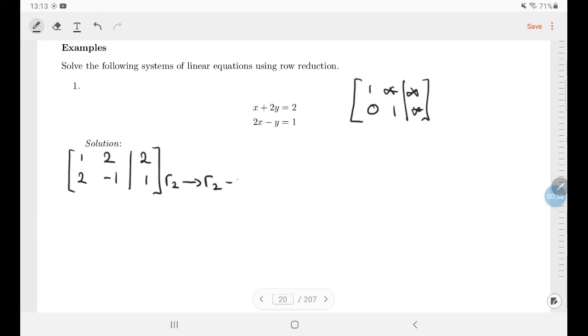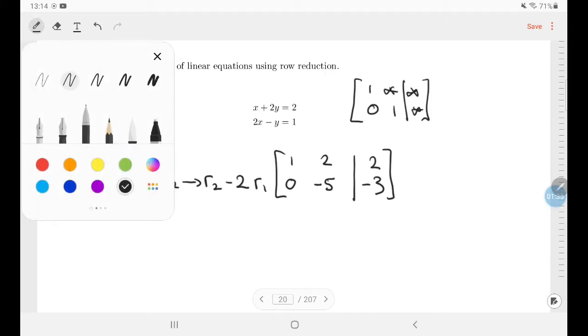Now you can't just take away 2 to make a 0 because that's not a row operation, but you can use the pivot in row 1 and you can do row 2 minus twice row 1. Now the first row remains, and now you do row 2 minus twice row 1. So you do 2 minus twice 1 is equal to 2 minus 2, which is 0. Minus 1 minus twice minus 2 is minus 1 minus 4, which is minus 5. And then 1 minus twice 2 is equal to 1 minus 4, which is equal to minus 3.